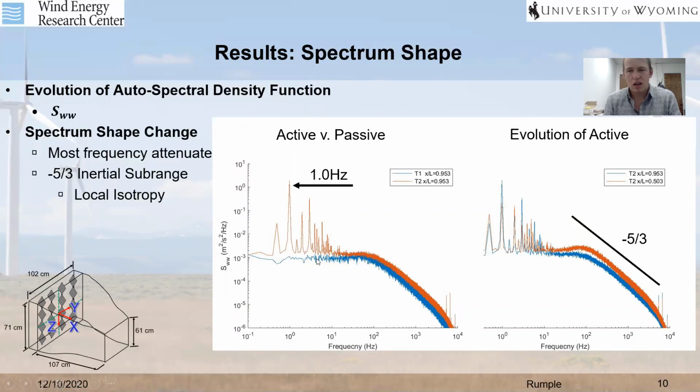Also, we want to see how the spectrum or these frequencies evolve through the contraction. So take your attention to the right image. This is for the active case, and the red is as far forward as we can go in the contraction, and the blue is right at the end of the contraction. You can see in the red case we have a piling up of energy at 100 hertz, but as we get to the end of the contraction, that energy has washed out, and we're able to get a negative 5/3 slope, which is indicative of an inertial subrange.